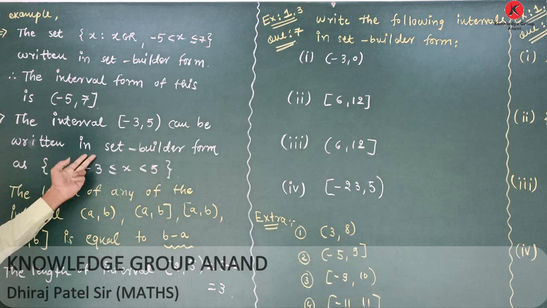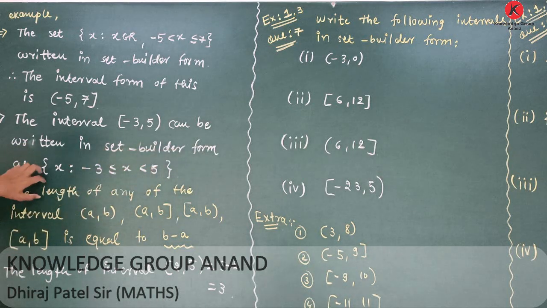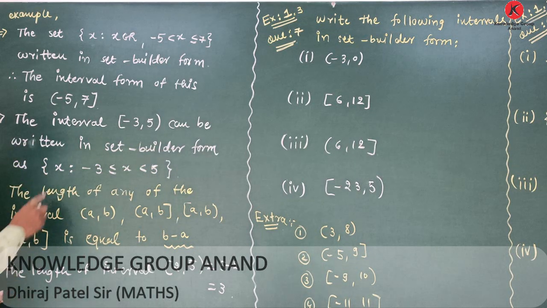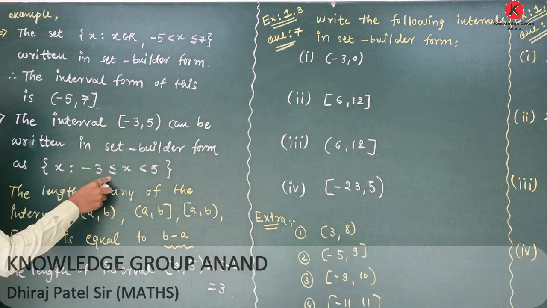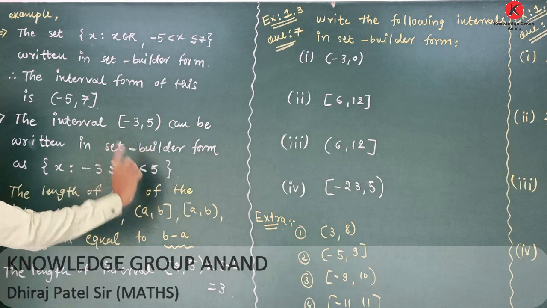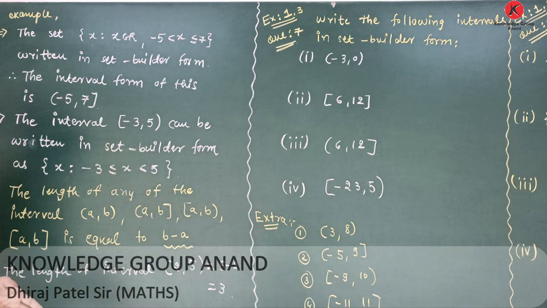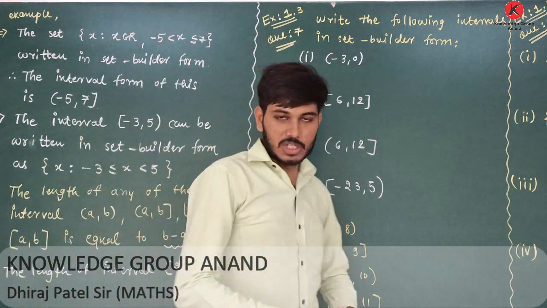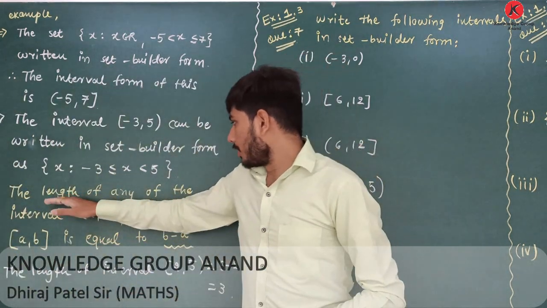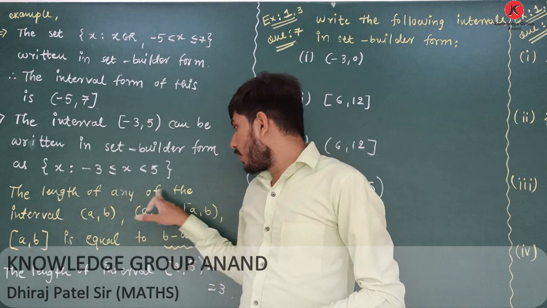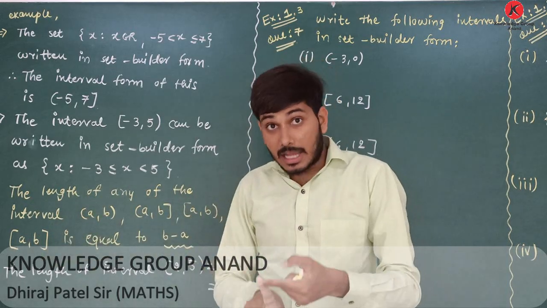It can be written in set builder form like x such that minus 3 less than or equal to x less than 5. There is no need to write the condition x belongs to R here, because by default the condition is x belongs to R. Now the important topic: the length of an interval.